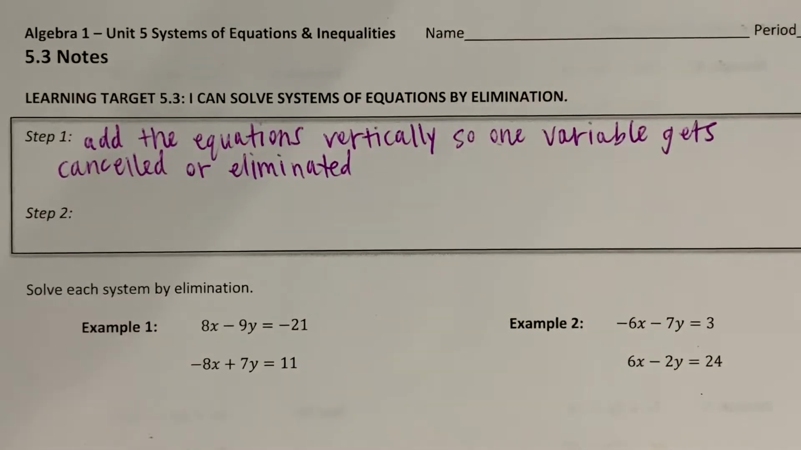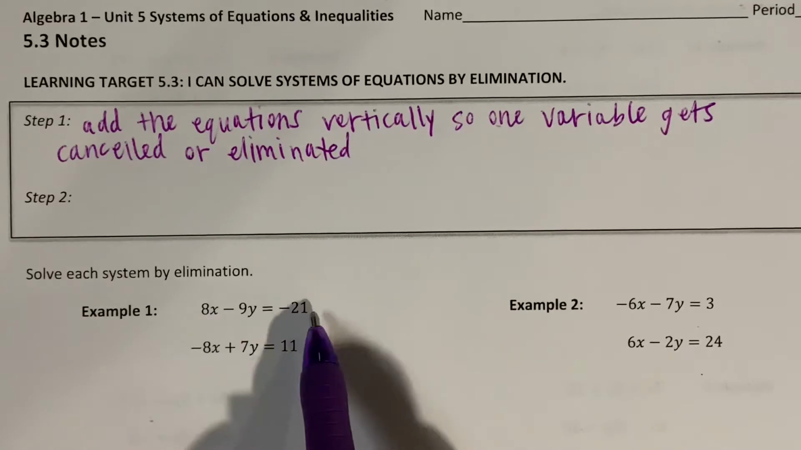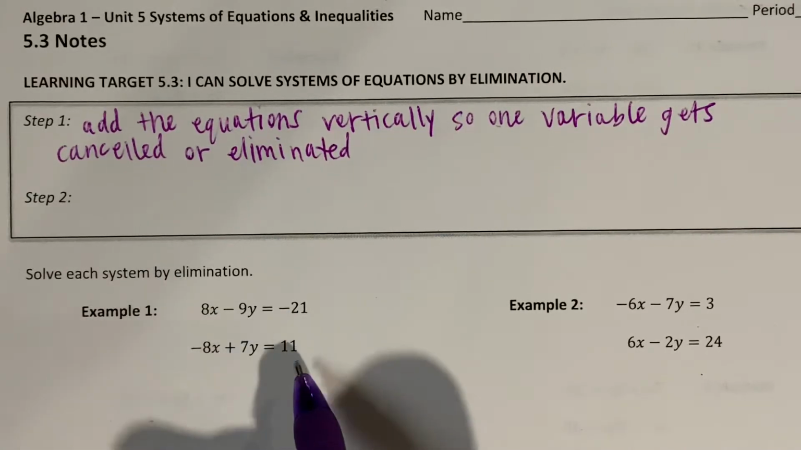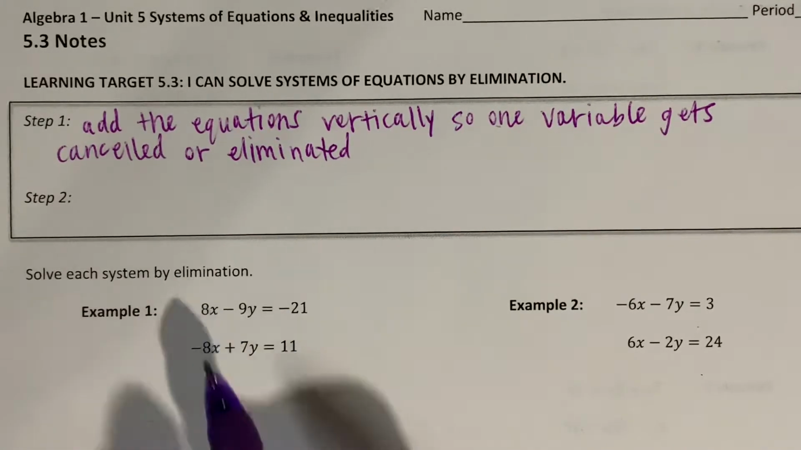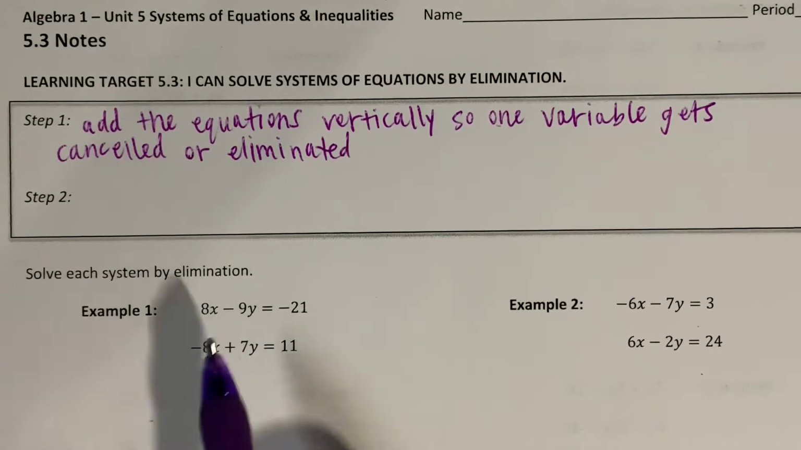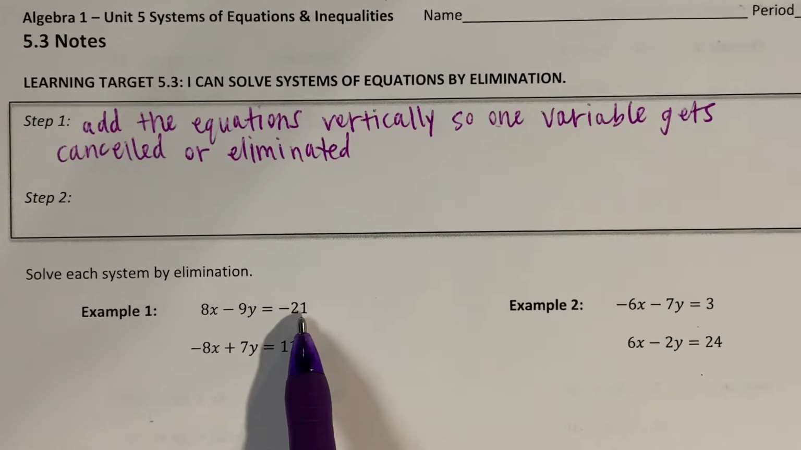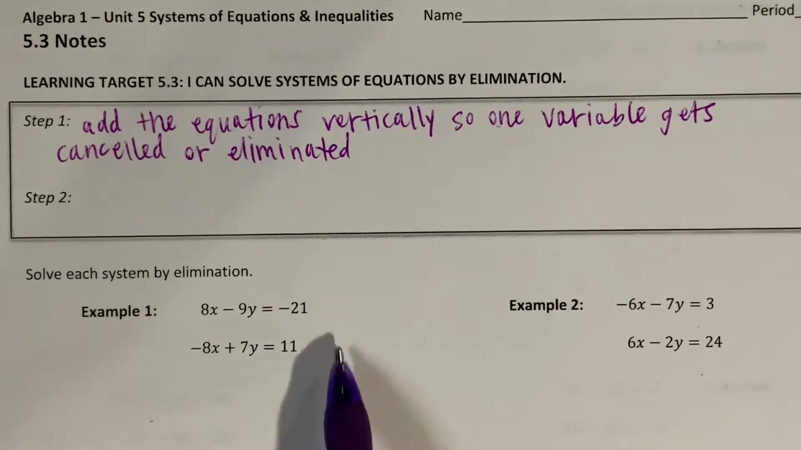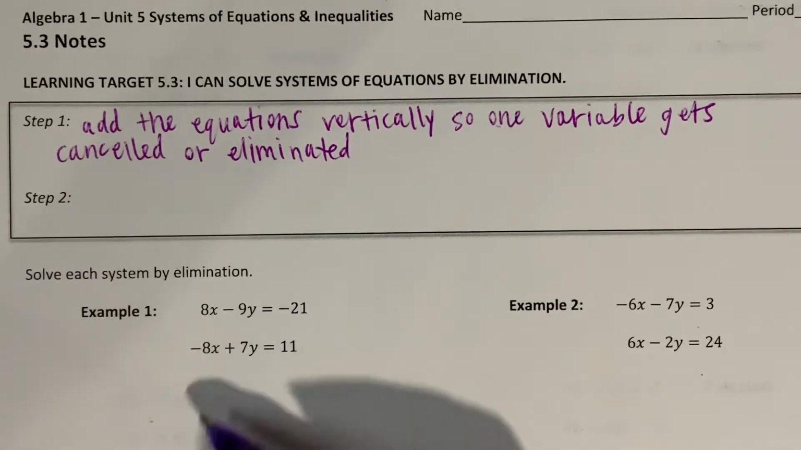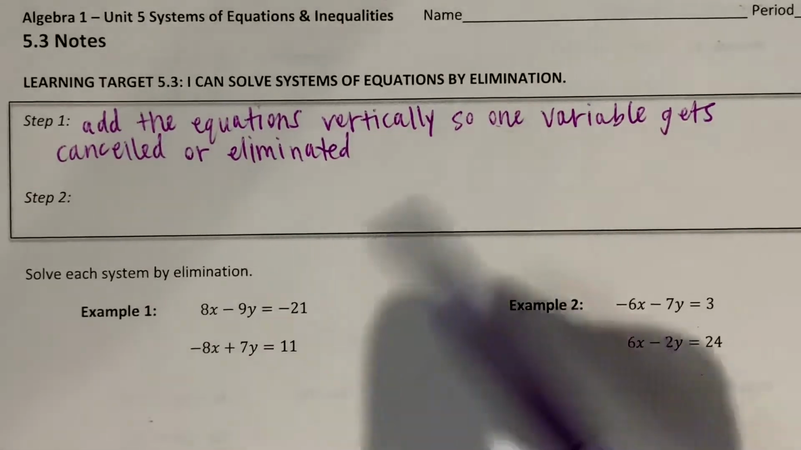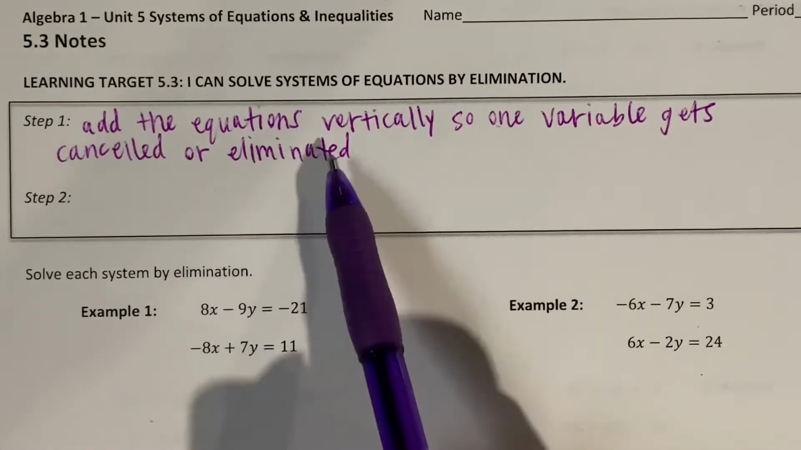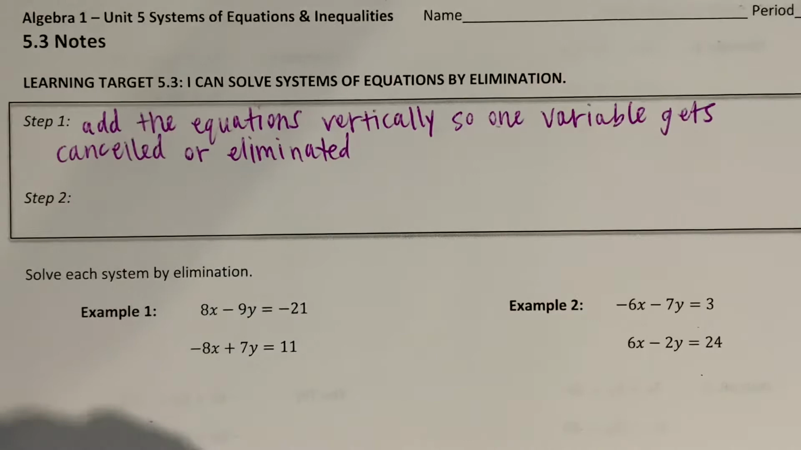And notice in example 1, our equations are in a certain form. In order to use elimination, they have to be in this form. This is called standard form, where you have your x term, then your y term, equal to your constant term. So if it's in standard form, then you'll be able to add these equations vertically, so one variable gets canceled or eliminated. Once we do that, we'll have half of our answer, but we'll have to plug the answer back into one of the original equations.